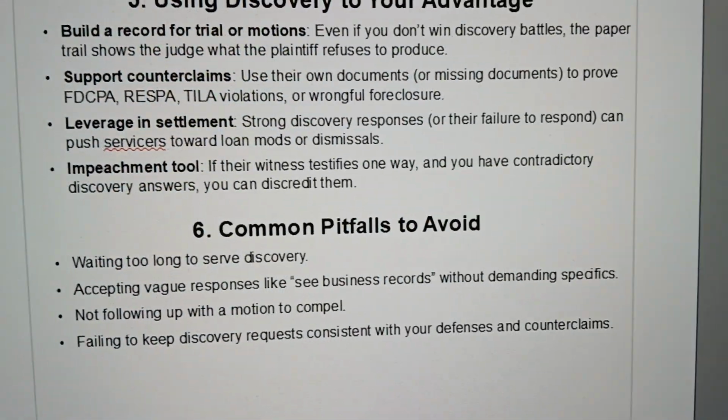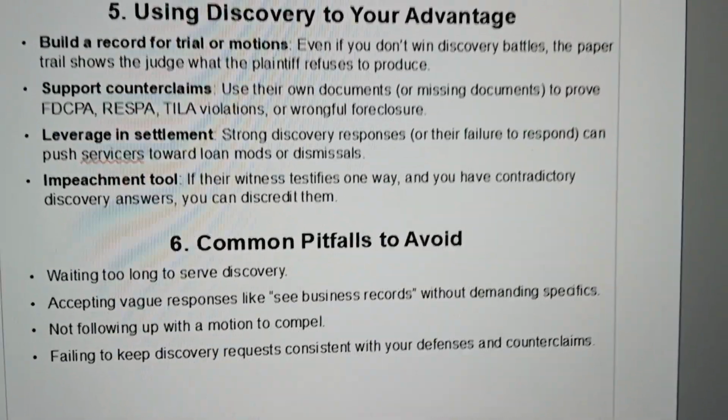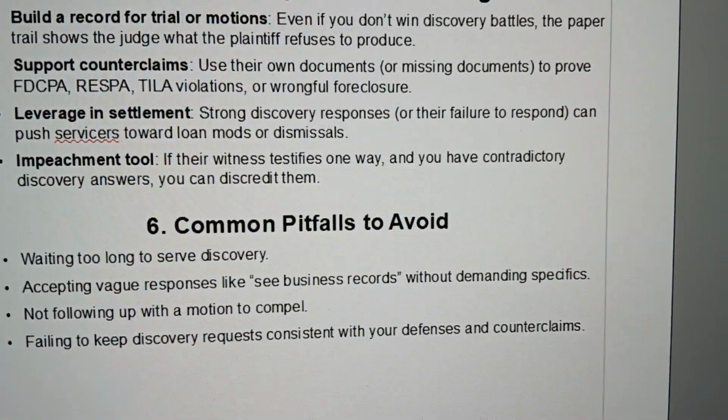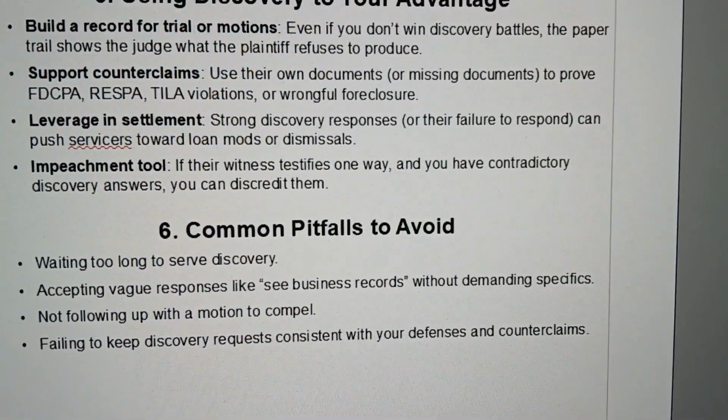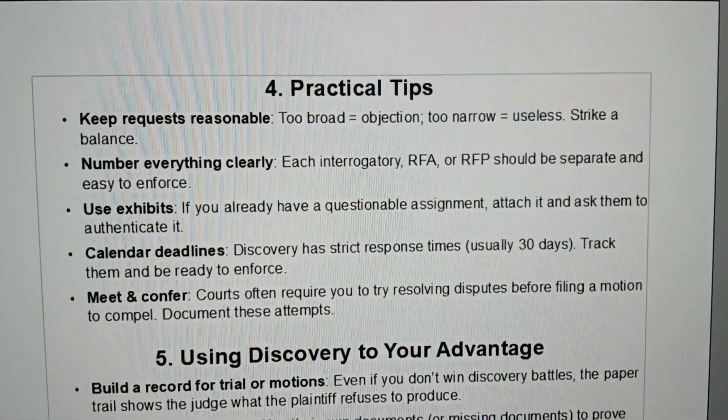Not following up with a motion to compel. Another thing you can't do. You've got to know how to do this and be really strong. Failing to keep discovery requests consistent with your defenses and counterclaims. Okay, so those are some tips about discovery.